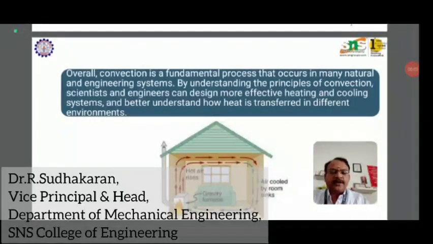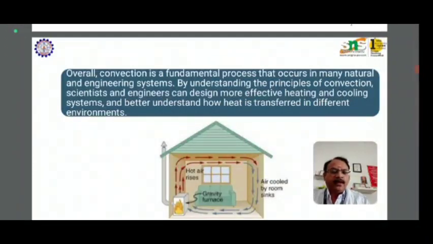Today we are going to see another interesting topic in engineering thermodynamics. We are going to learn about the heat transfer mechanism today. Let me start with an example. Consider the process of boiling water on a stove.